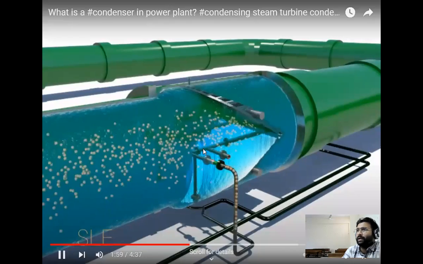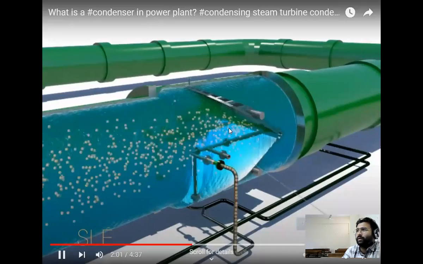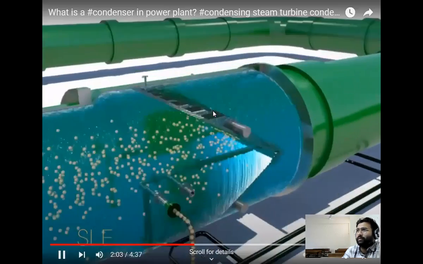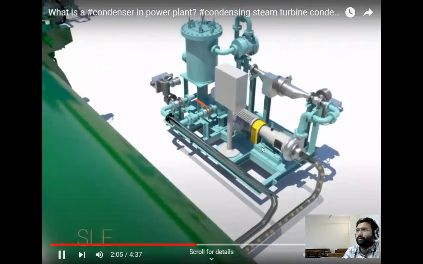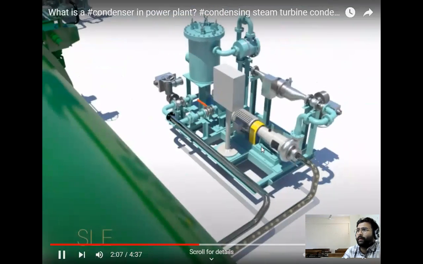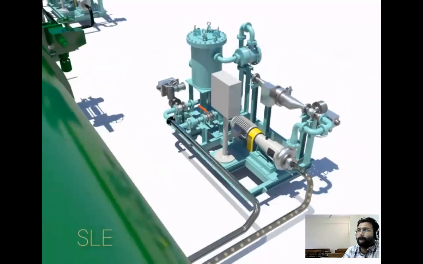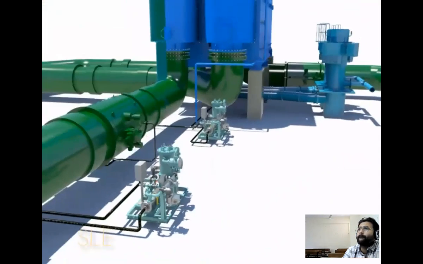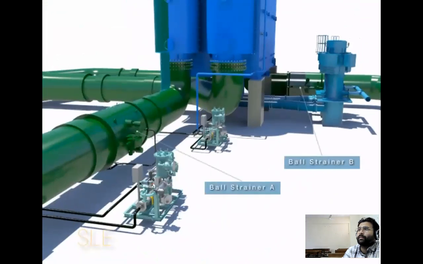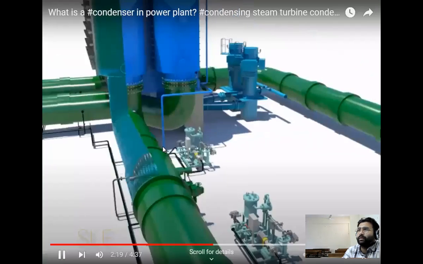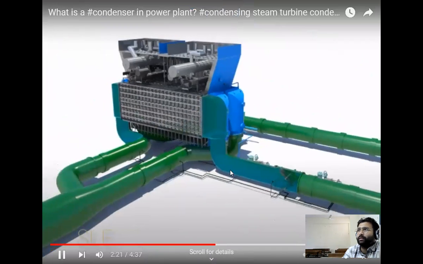So these are the particles, nanoparticles. These are used again for maximizing the heat transfer. Strainer means it will strain the balls.